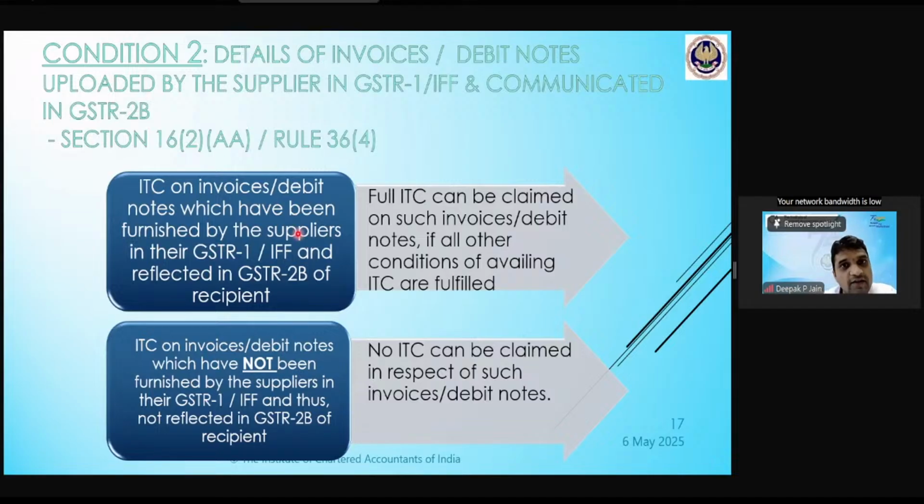So the second condition is that it should appear in your GSTR2B. How will it appear? If the supplier uploads it in his GSTR1. So ITC of invoices, debit notes which have been furnished by the suppliers in their GSTR1 and reflected in the GSTR2B of the recipient, there you can claim the full ITC. Full ITC can be claimed on such invoices.